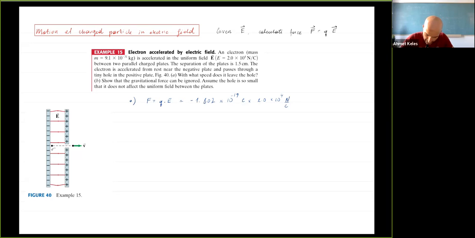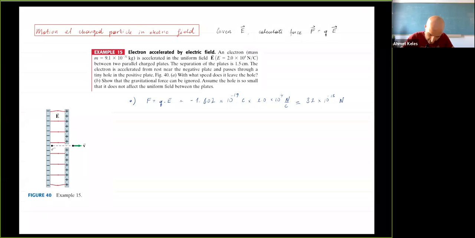And if you multiply these numbers, it is what? 3.2 times 10 to the minus 15 Newton. Okay, this is the force.